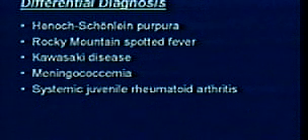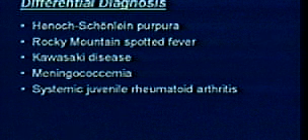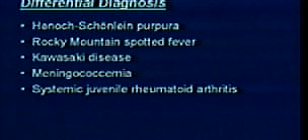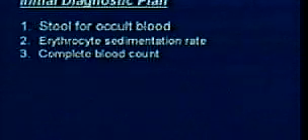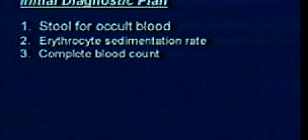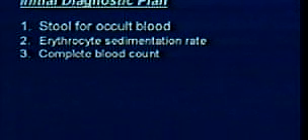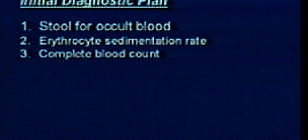What else do you need to be thinking about? Well, maybe this patient has Kawasaki disease. Does this patient have a systemic juvenile rheumatoid arthritis? So in your initial diagnostic plan, because you know that this patient has abdominal pain, and because you know that there's an association with Henoch-Schönlein purpura and intussusception, you need to check your stool for occult blood. Remember, we talked about intussusception, and we said that intussusception can cause sloughing of the intestinal mucosa, causing what we think or refer to as currant jelly stool.